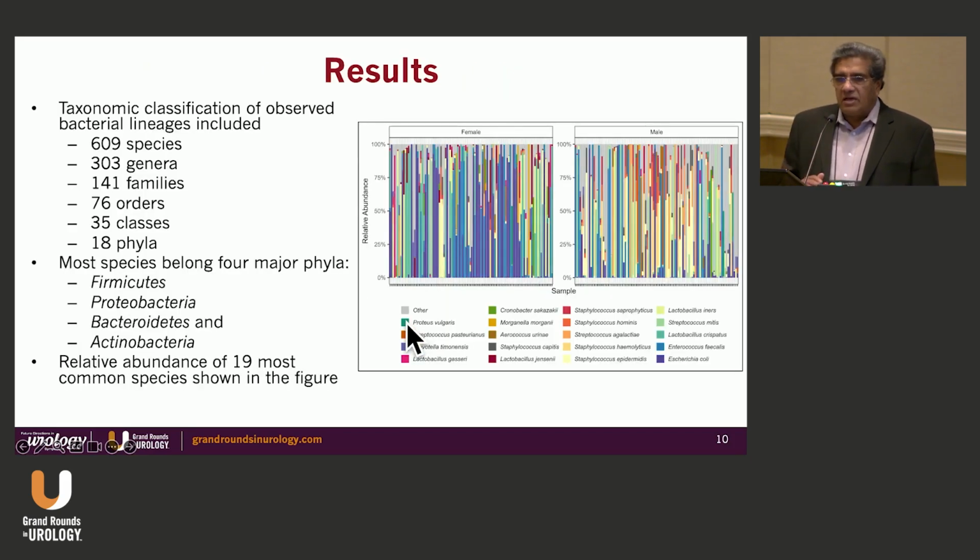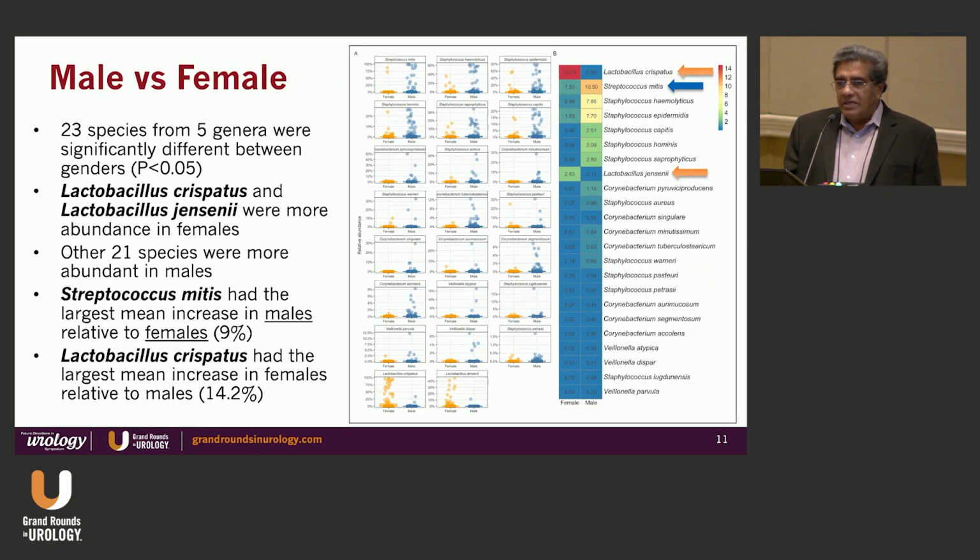Here are the results to analyze. There were 609 species, mostly dominated by 4 major phyla, Firmicutes, Proteobacteria, etc. And the 19 most abundant species are given here. It includes the Lactobacillus family, Streptococcus, etc. But let me move on to the more complete analysis to give you the details.